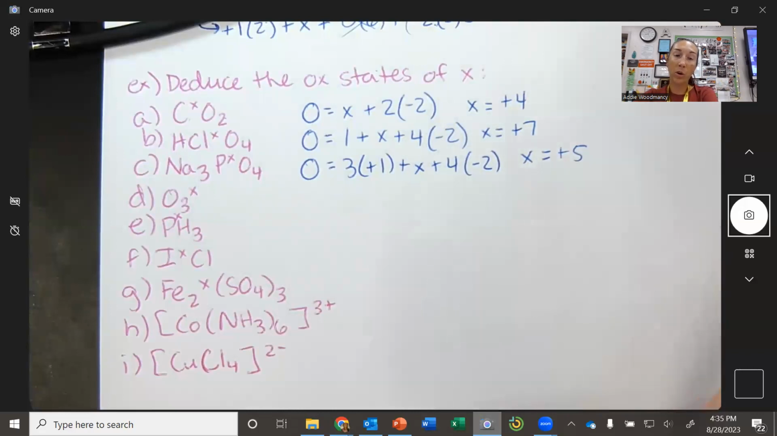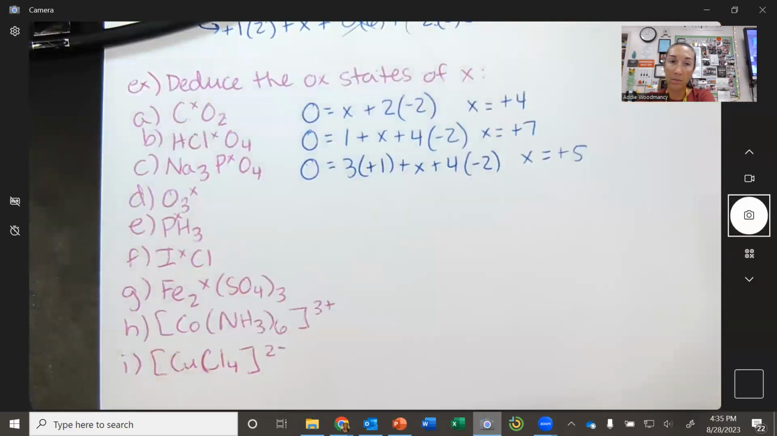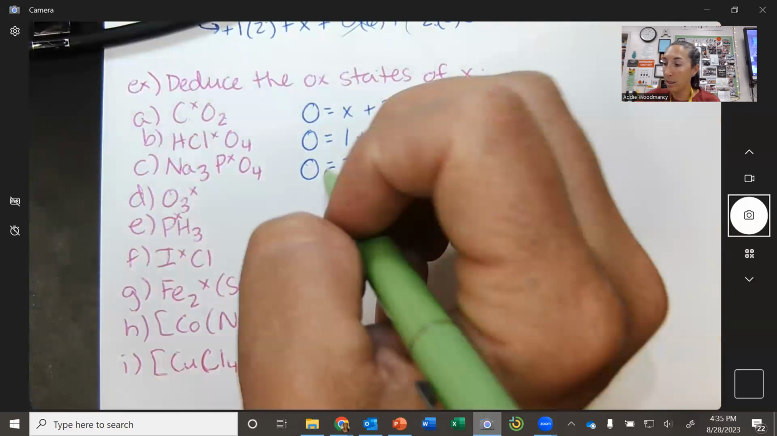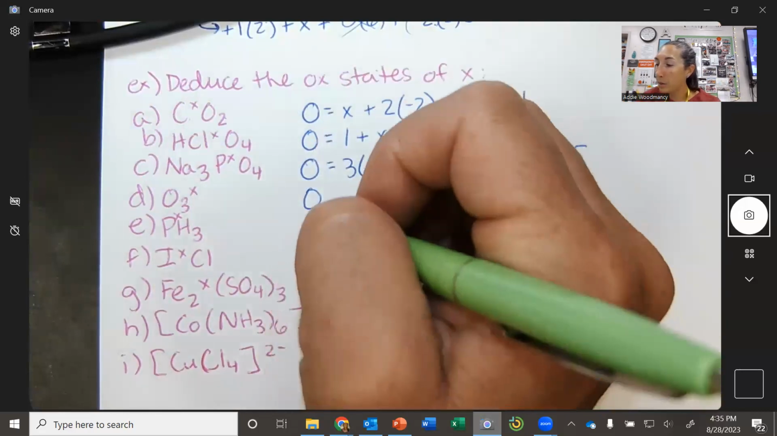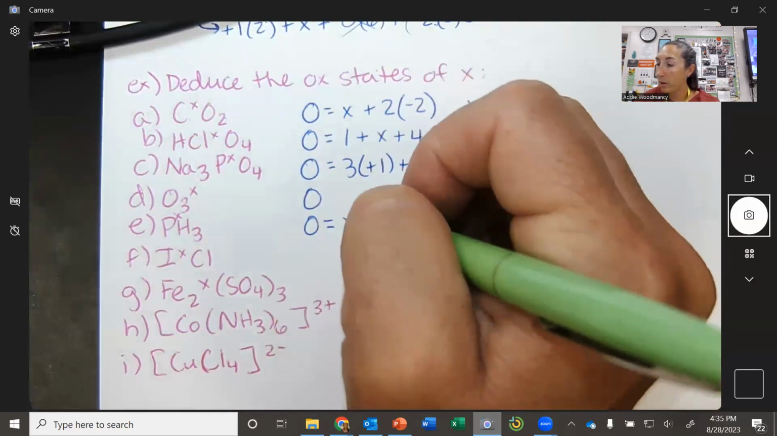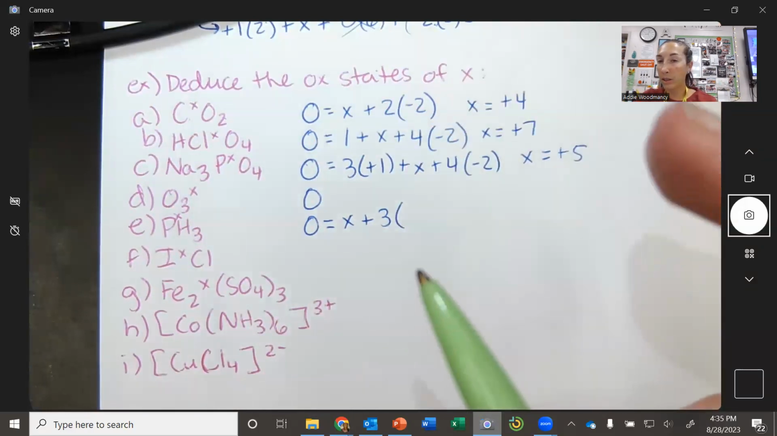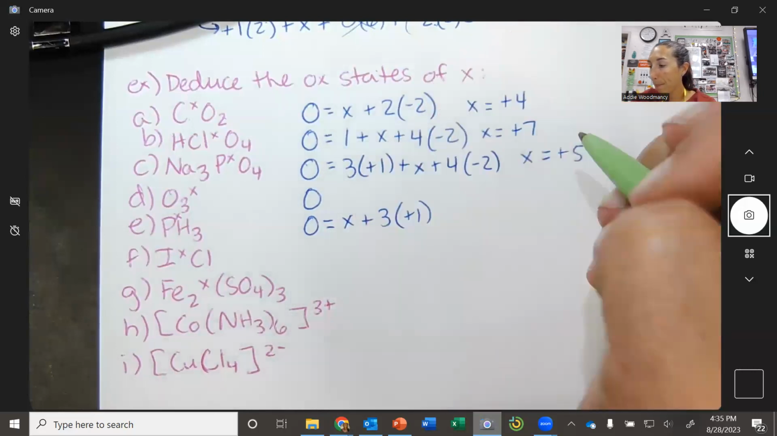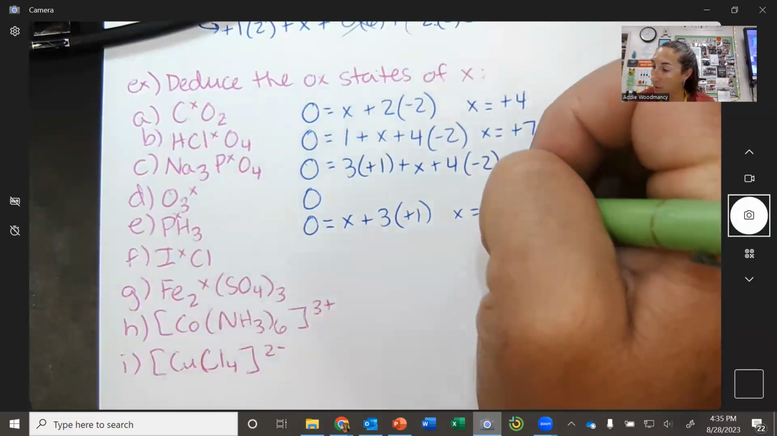Now D, you see it's only oxygen, not combined with anything else. So therefore it's a free, uncombined element, and that oxidation state is always going to be 0. E is another neutral compound, so set it equal to 0. Phosphorus, we don't know. 3 hydrogens. Now hydrogen this time is still going to be +1. So then your phosphorus is going to have to be -3.